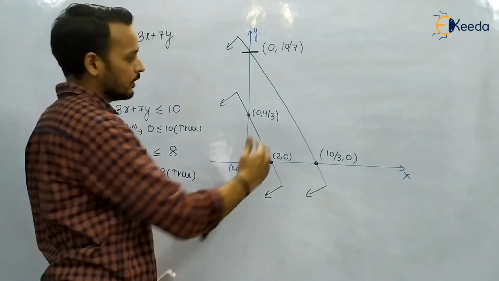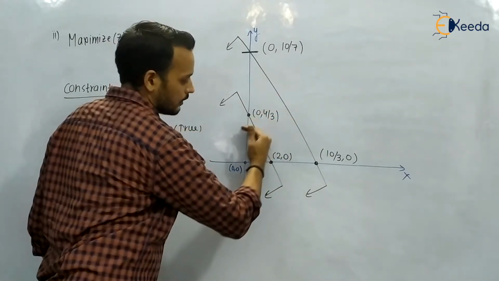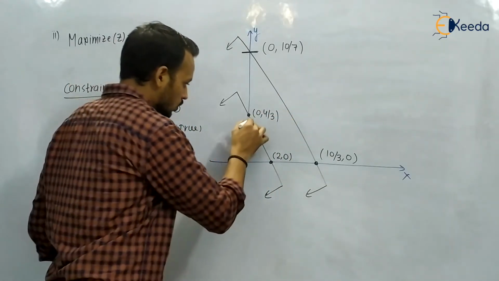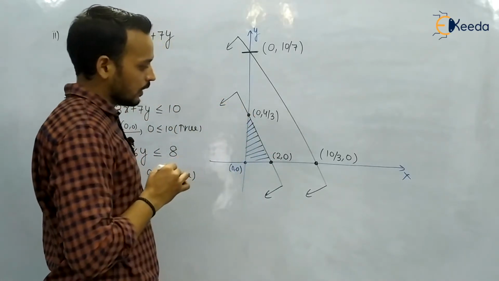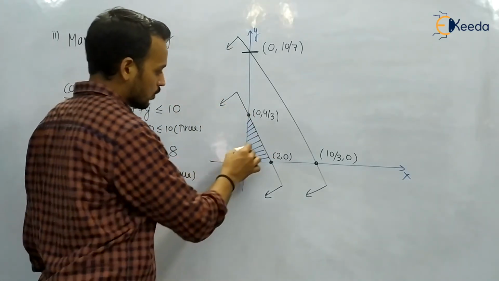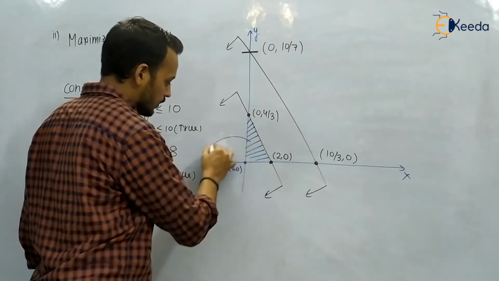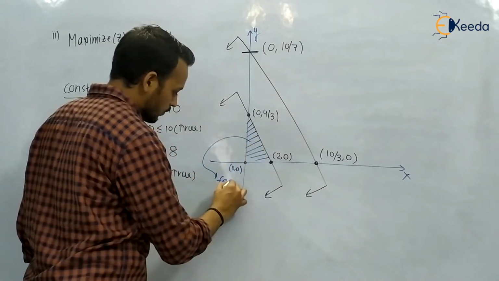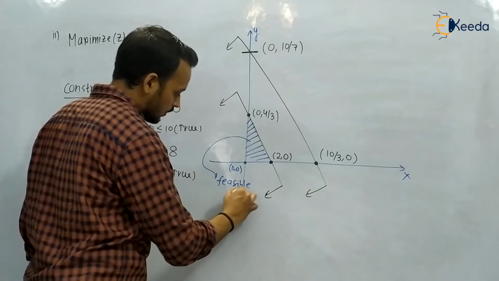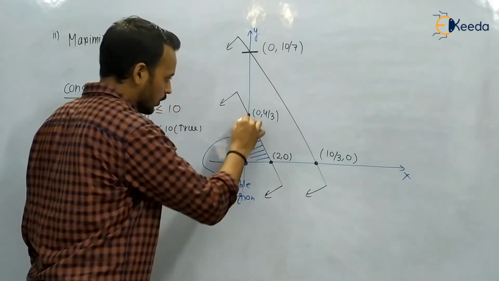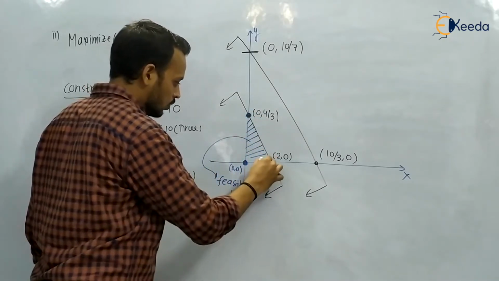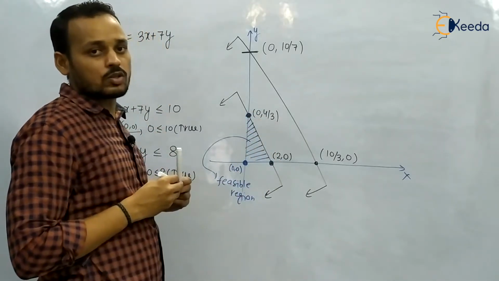So what is the feasible region? This constraint is towards the origin, and this constraint is also towards the origin. So if you take any point in this region, each and every point is going to satisfy both the constraints simultaneously. So this region is the feasible region. Now we have to check at the corner points the nature of the solution.